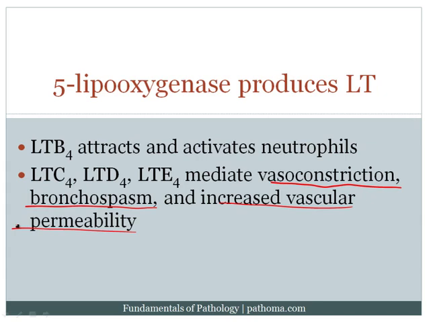Leukotriene C4, leukotriene D4, and leukotriene E4, basically what they do is they contract smooth muscle. They cause smooth muscle to contract. So the arteriole is lined by smooth muscle, and when that arteriole contracts, we get vasoconstriction. The bronchus is lined by smooth muscle, or contains smooth muscle in its wall, and so when that smooth muscle contracts, we're going to get bronchospasm.